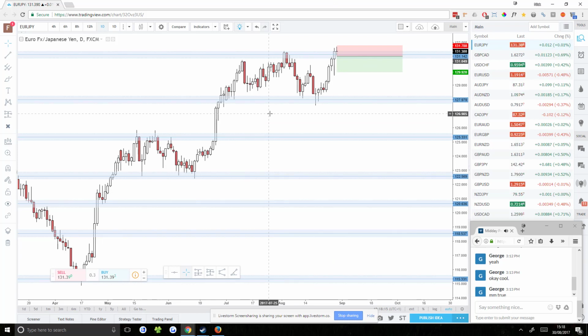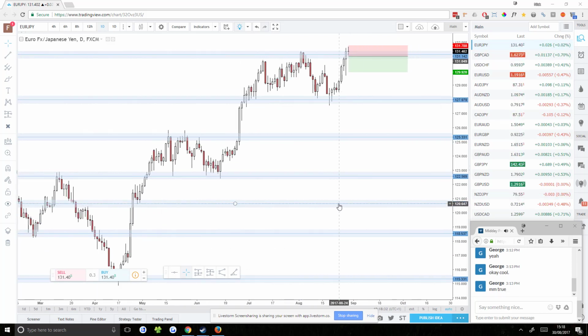Very tight target, but we could extend that target depending on what happens. But there's potential for a quick 1.5 hour reversal here, which would be nice, I guess. Any questions, guys?